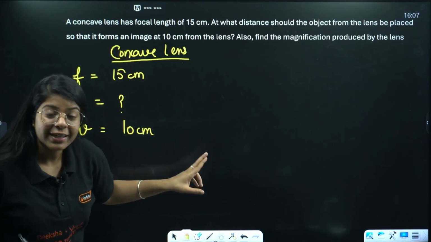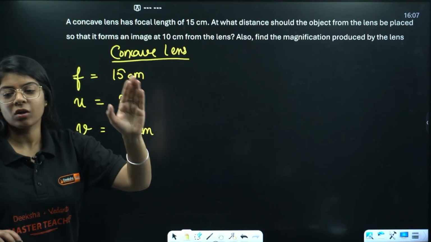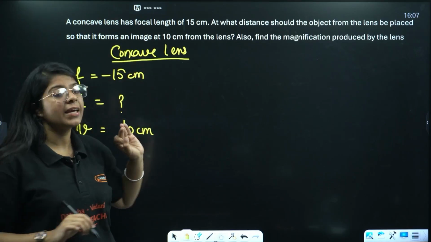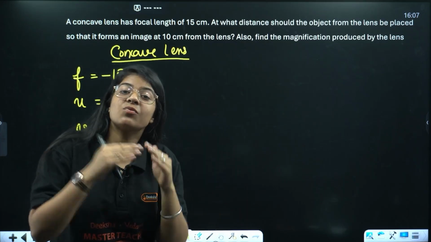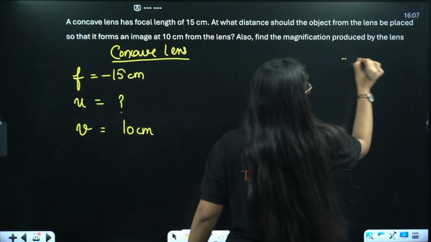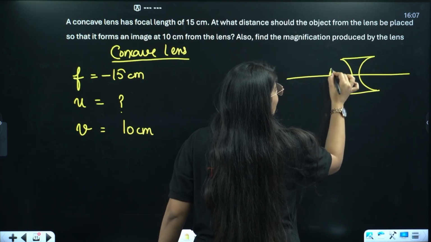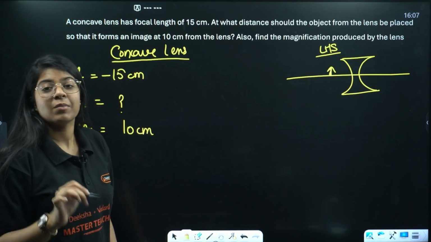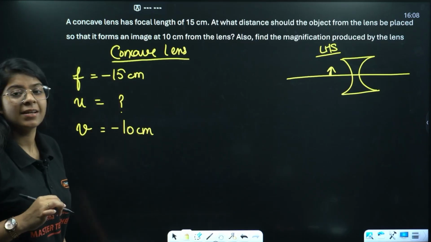Now for concave mirror and concave lens, the focal length in both cases is negative, right? And remember, a concave lens is similar to a convex mirror, so the image is always virtual and erect. If the image is virtual and erect in the case of a concave lens, that means it will form on the left hand side of the lens. Understood? The image will be formed on the left hand side of the lens. That means it will be minus 10 centimeter.